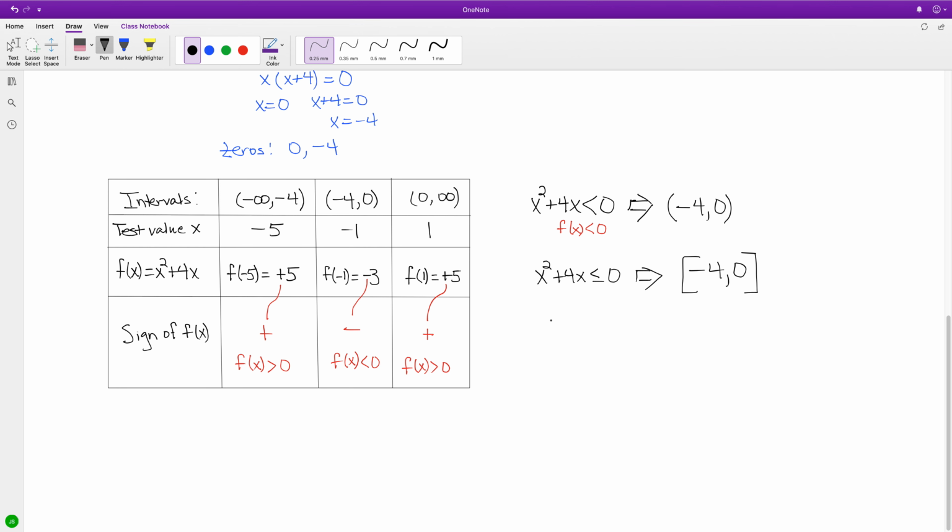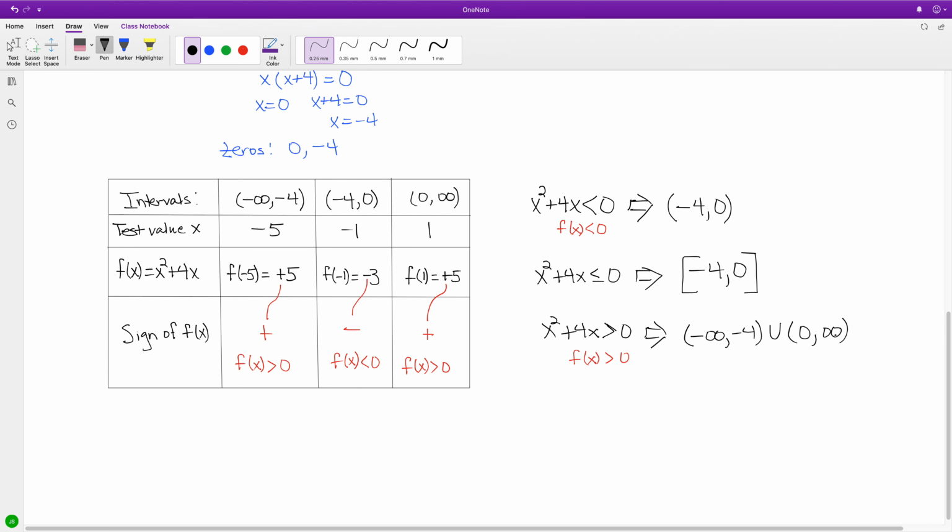Now, on the side of x squared plus 4x is greater than 0, you'll be looking at the set of values x such that f of x is greater than 0. And so in this case, for the solution set where f of x is greater than 0, we have those values of x less than -4. So we have from -infinity approaching -4. And we also have those values of x that will be greater than 0, and we close out.